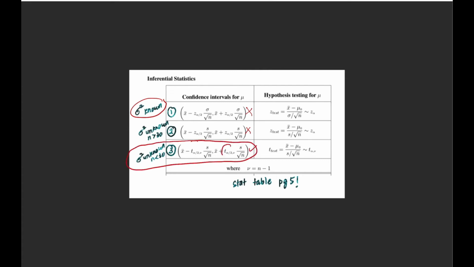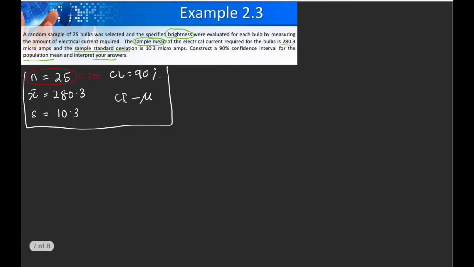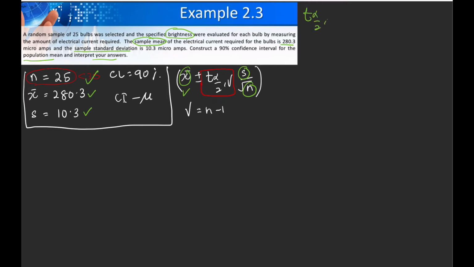So if you notice, we will use T here, where nu is equal to n minus 1. The formula you have to use is X bar plus minus T alpha over 2, nu, times S over square root n, where nu is equal to n minus 1. Alright, so do you have the X bar value? Yes, here. Do you have the S value? Yes, 10.3. Do you have the n value? Yes, 25. Now you don't have this value, T alpha over 2, nu.